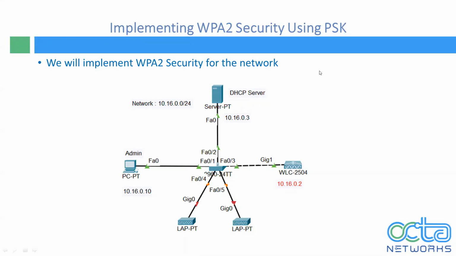I'm going to show you practically in Packet Tracer how to make a small wireless network using a wireless LAN controller and access points. We will see how to configure a wireless LAN controller. This is our plan. We will be using a network 10.16.0.0/24. Let us see how to configure a wireless LAN controller with this topology using Packet Tracer.